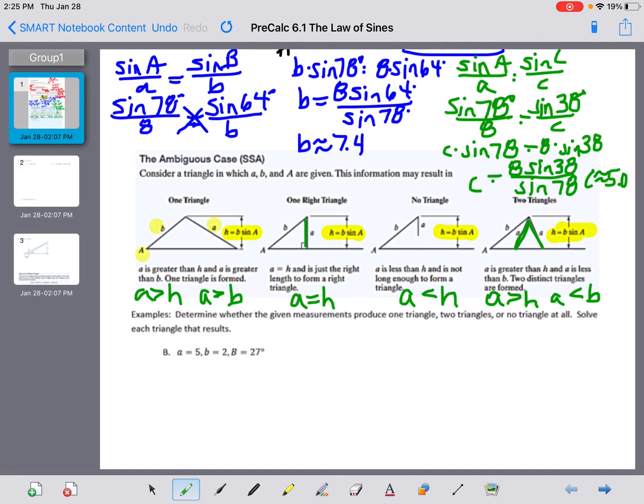Okay. So we have some decisions to make. We have some rules we have to follow. We have to decide, am I solving for one triangle, two triangles, no triangles at all? What am I trying for? And with that, it'll help me know all the information that I need to solve my triangle. Okay, so let's go ahead and try this first one on the bottom here.